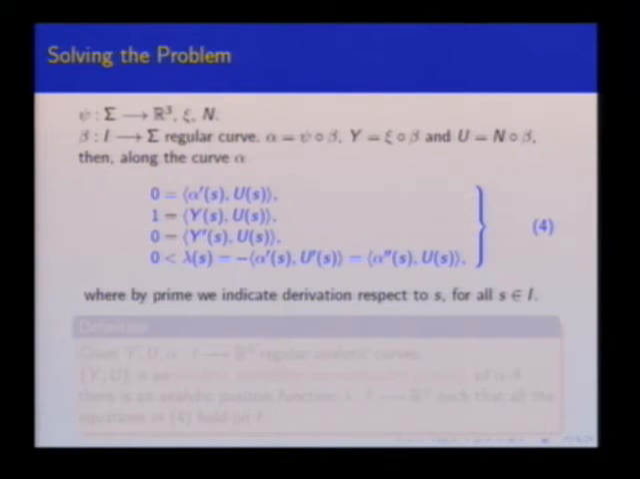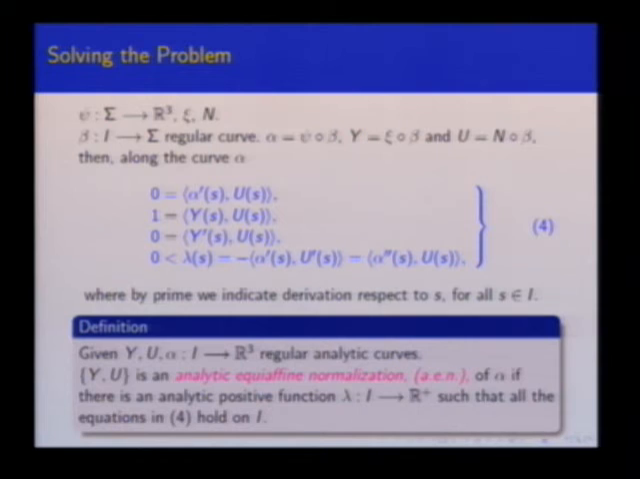So the important thing is that these four equations let us recover, at least locally, the immersion. So we are going to give the following definition. Given three analytic curves y, u, and alpha in R3, we say that the pair (y, u) is an analytic equiaffine normalization of the curve alpha if there exists a positive function lambda such that all the equations here hold.